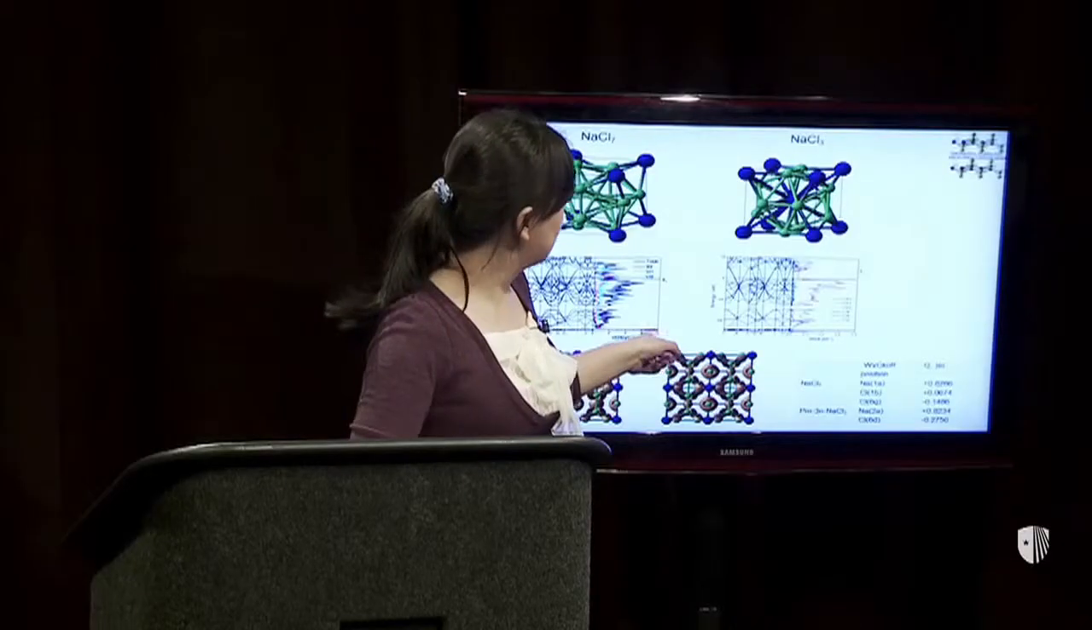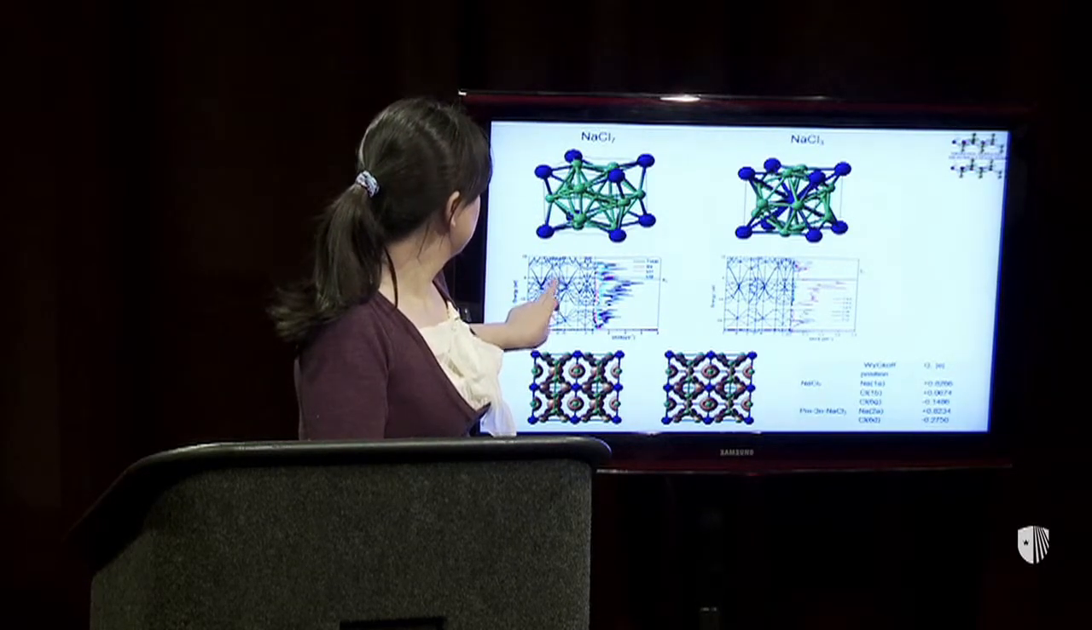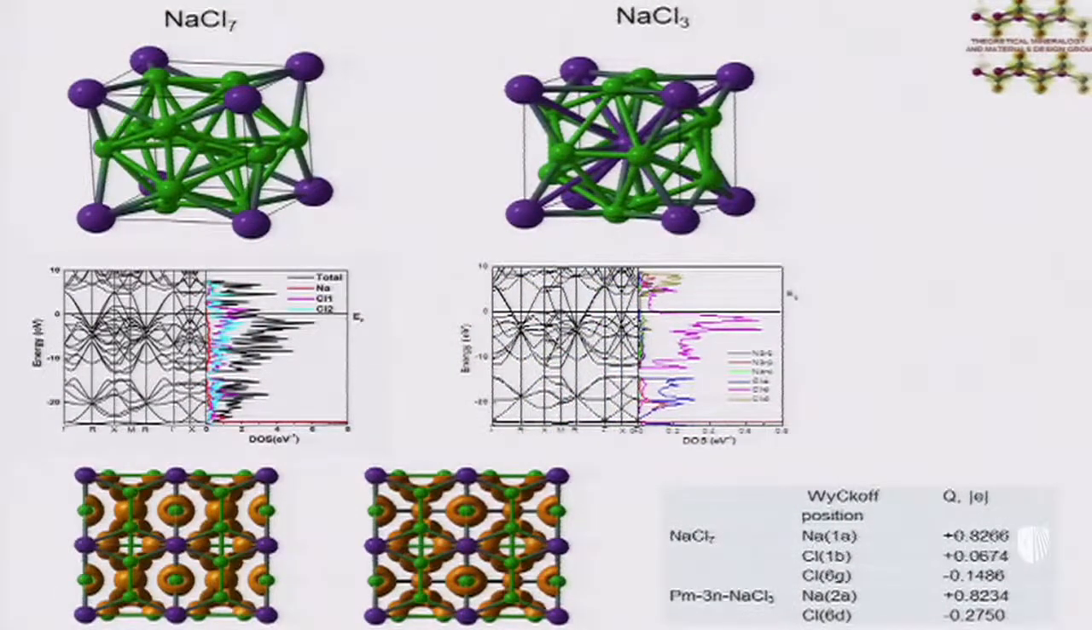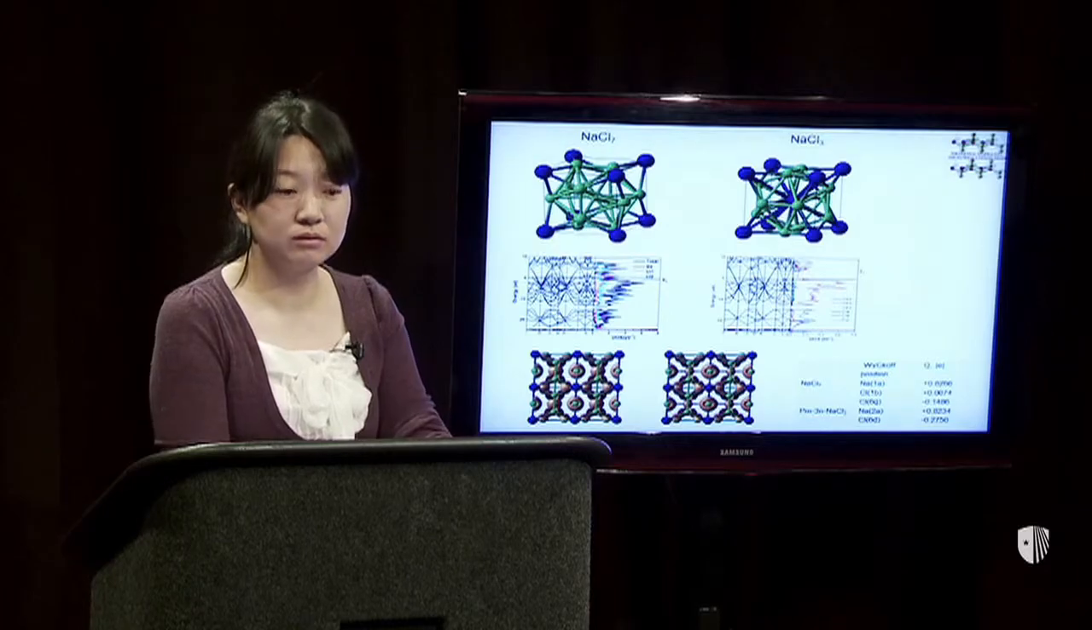Here are the band structure and the density of states figures. In the band structure figure, we can see some energy bands go across the Fermi level for both NaCl7 and NaCl3. From the density of states figure, we find the densities of states near the Fermi level are not zero for both compounds. So that means both compounds are metals. Actually, they have a similar lattice configuration to the type-II superconductor A3B, but neither of them is a superconductor. Why? Let me explain this.